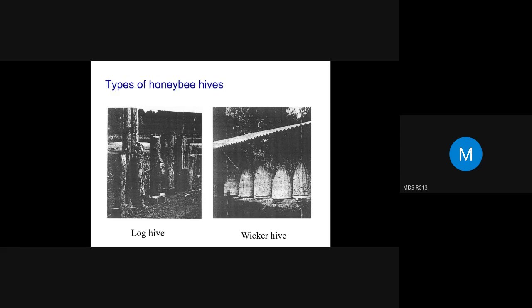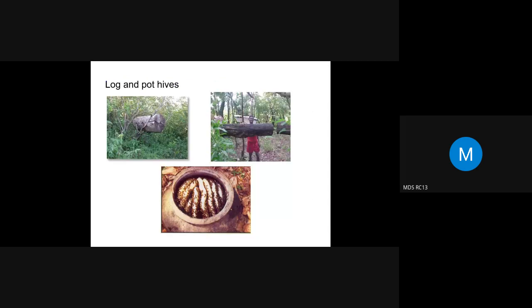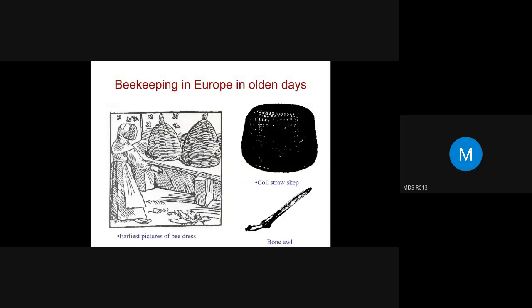And these are the different types of hives used during the early days. Wood logs were used, that is called a log hive. Wicker hive, that is made up of bamboo. And different wood logs and earthen pots are used. Even today in villages, earthen pots are used. In earlier days, they used these kinds of structures as a beehive.